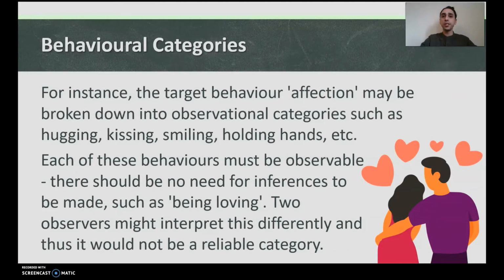Here's another example. For instance, the target behavior affection may be broken down into observational categories, such as hugging, kissing, smiling, holding hands, etc. Each of these behaviors must be observable. There should be no need for inferences to be made, such as being loving, okay? Two observers might interpret this differently, and thus it would not be a reliable category. So we've broken down the target behavior of affection into all those different categories, and once you saw them, you would tick them off or tally them.